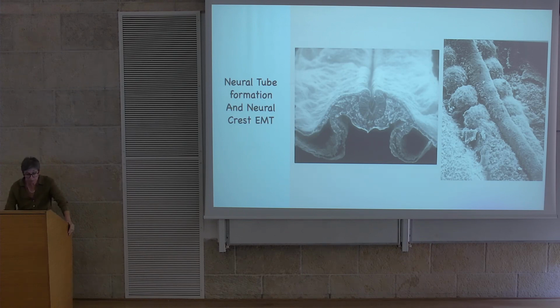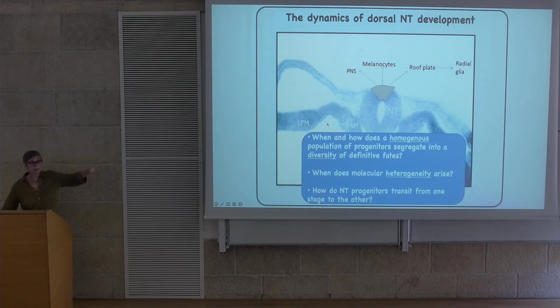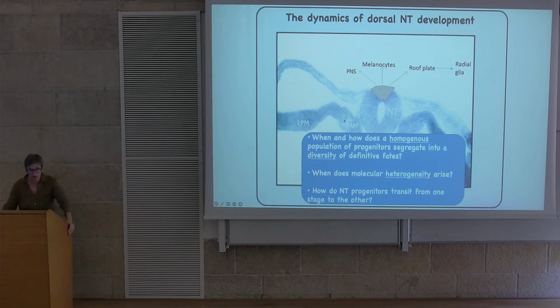During development, if we take a cross-section through this tube, through this baguette that I showed you just now, what you see is that there is this sequence of events going from neural crest that generate most of the peripheral nervous system to melanocytes, which are also a very famous and clinically relevant derivative of the neural crest.